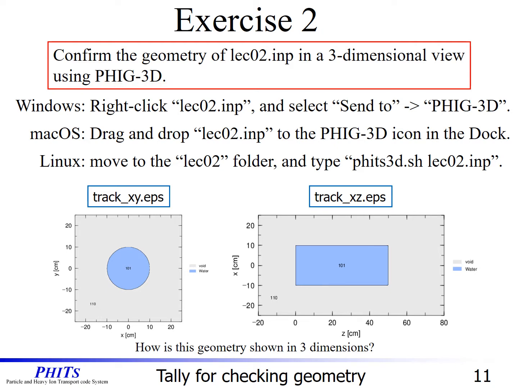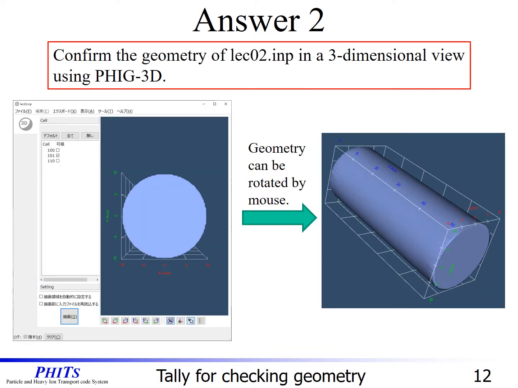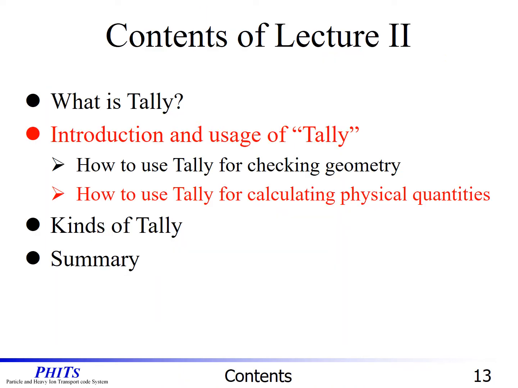The execution method depends on the OS, so please take care. You can see the water cylinder in a three-dimensional view. You can also rotate the geometry by moving the mouse pointer while holding the left click. Three-dimensional view is easier than two-dimensional view to confirm the configuration of the geometry. Let's go on to the next subject.